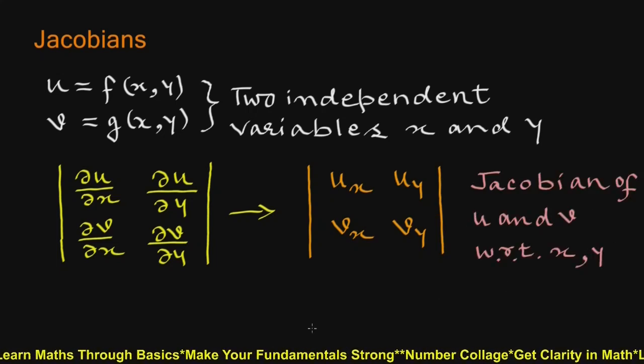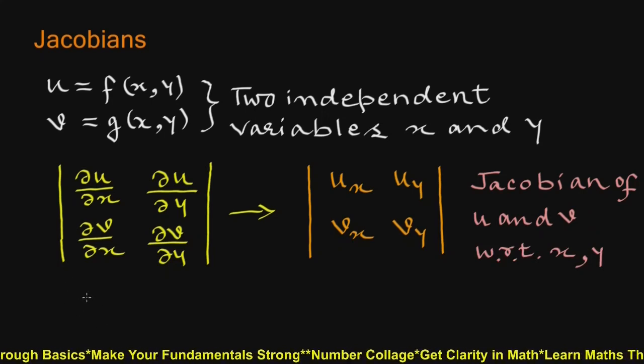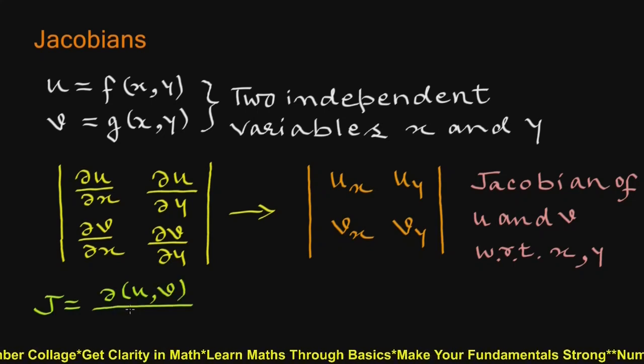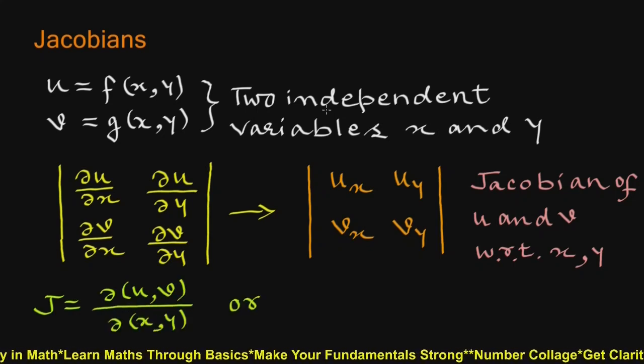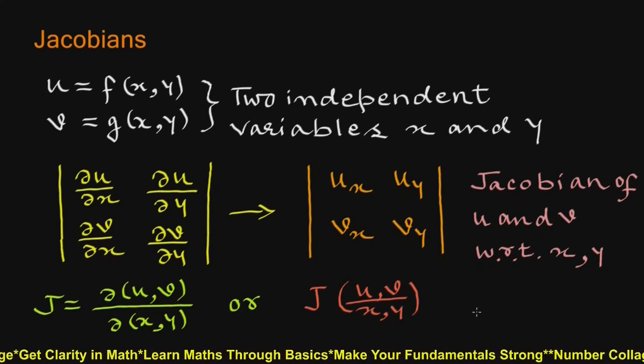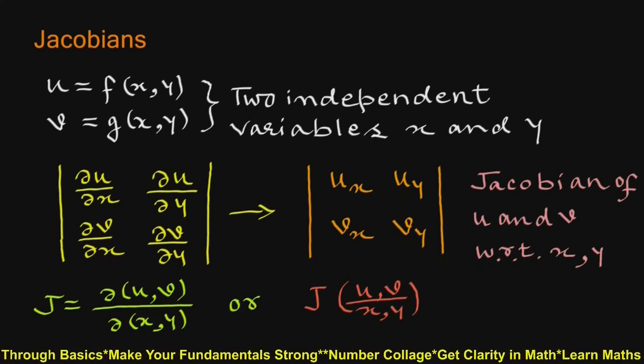There are two ways in which Jacobian can be denoted: J equals ∂(u,v)/∂(x,y), or J(u,v/x,y). Let us learn more about this.